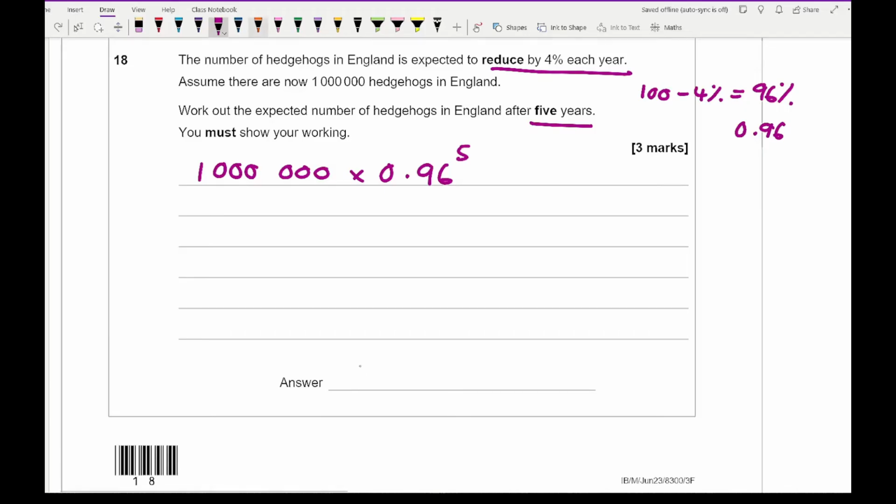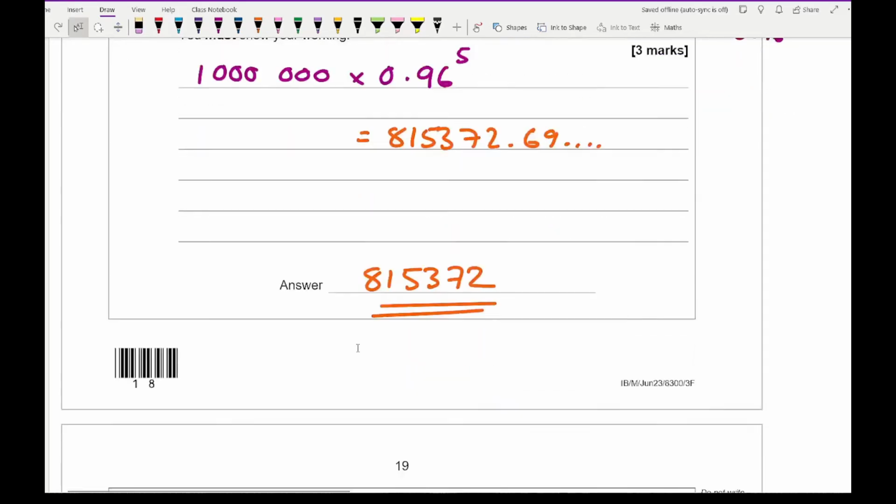All I then need to do is type this into my calculator, in which I get an answer of 815,372.69 and so on. Because we're talking about hedgehogs, it needs to be a rounded number. So here we just give our answer as 815,372. I'm going to round down, and there is my final answer. They would accept any answer for 2 marks between 800,000 and 820,000.